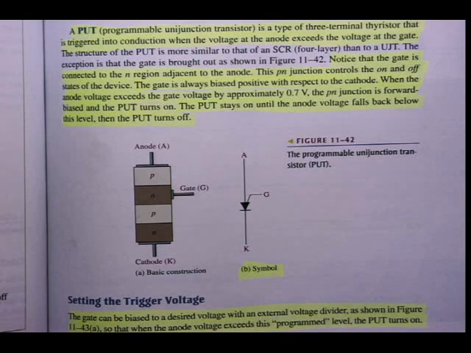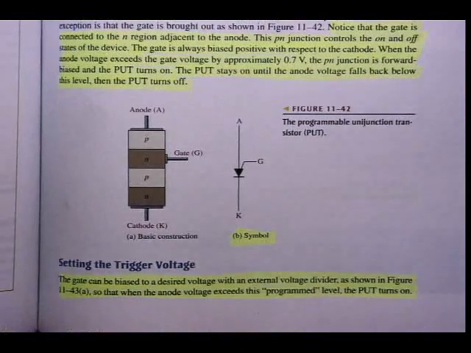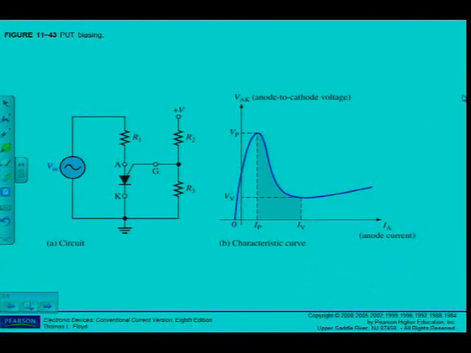Now, setting the trigger value, and this is where they talk about programmed. Setting the trigger voltage, the gate can be biased to a desired voltage with an external voltage divider as shown in figure 11-43. Look there in 11-43, external voltage divider. You're familiar with that? So that voltage determines where the PUT will switch on, so that is where the programmable term comes in. When the anode voltage exceeds this programmed level, the PUT turns on.